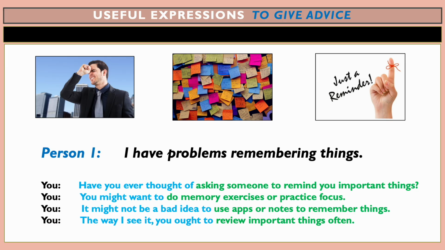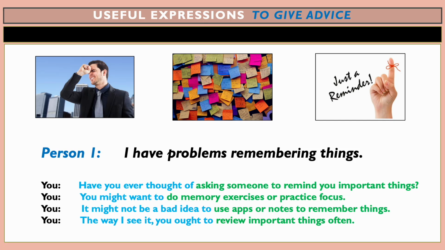These are some useful expressions that you can use to give advice or recommendation. For example, if person number 1 says, I have problems remembering things. In this case, this person is expressing that he or she has problems remembering things, or he or she has a bad memory. So, if you want to give advice or recommendations, you can use these expressions.